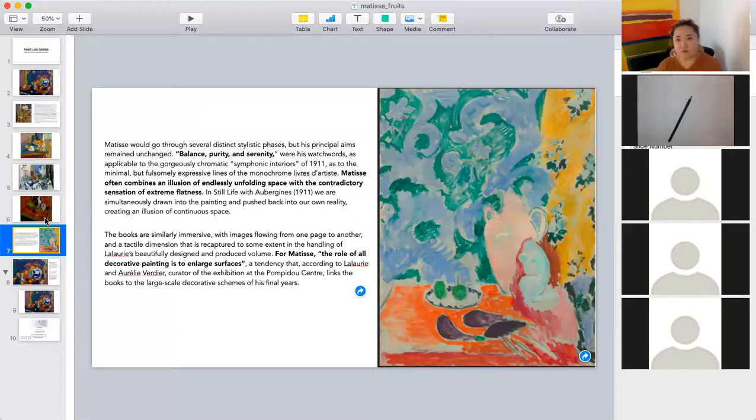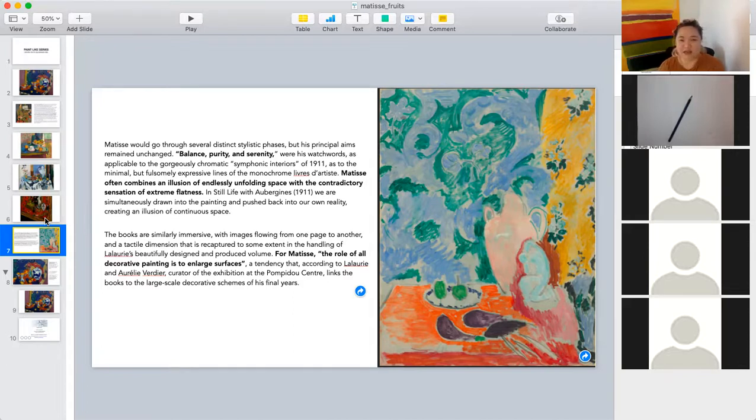So just a little bit more about Matisse so we can get going in terms of being inspired by his method and what he was thinking about when he was doing this work. Basically, he mentioned balance, purity, and serenity were his watchwords. He did a lot of interiors here. He combines an illusion of endlessly unfolding space. So there's a particular reason why there's no distinct lines, or if the lines are there, they're very purposeful. And we, the viewer, interpret the rest of what we should be seeing there.